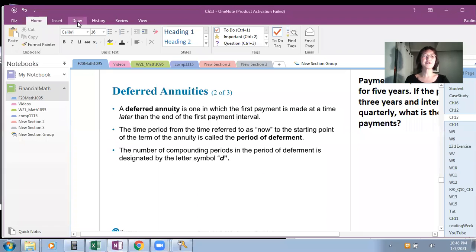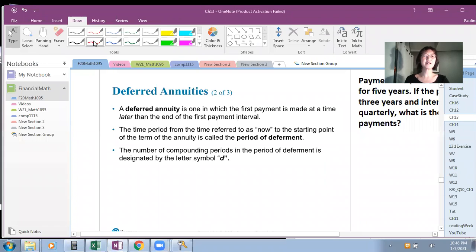So first, I will explain the concept of deferred annuities. A deferred annuity is one where the first payment is made at a time later than the end of the first payment interval. For example, if you have OSAP, you don't need to make payment right after your graduation. You make payment 6 months after you graduate. So that is a deferred annuity.